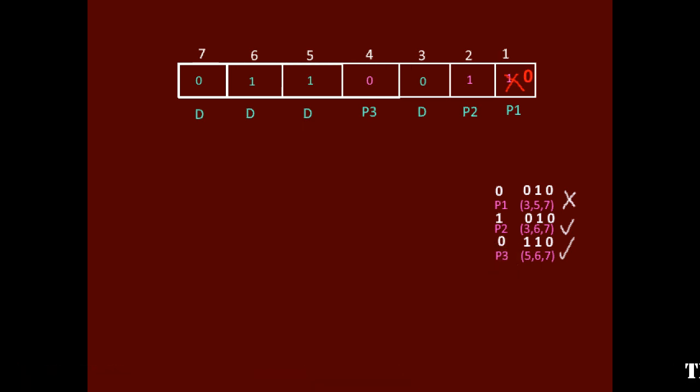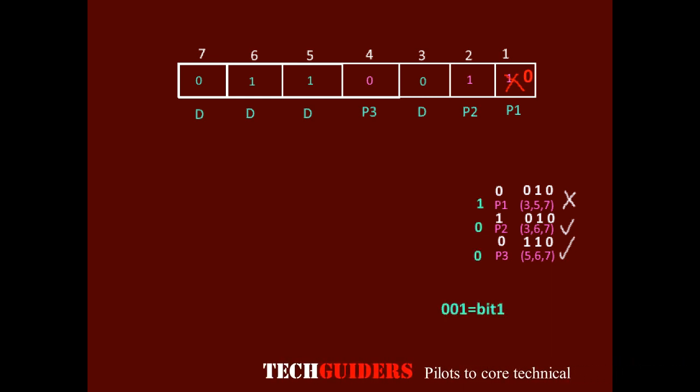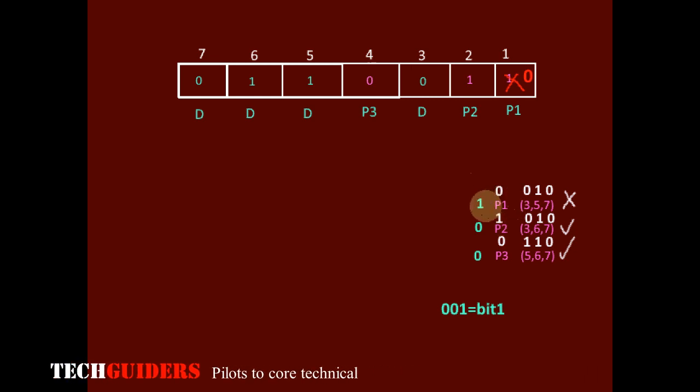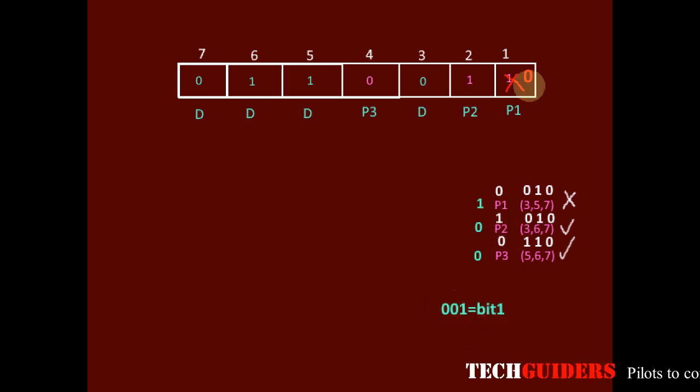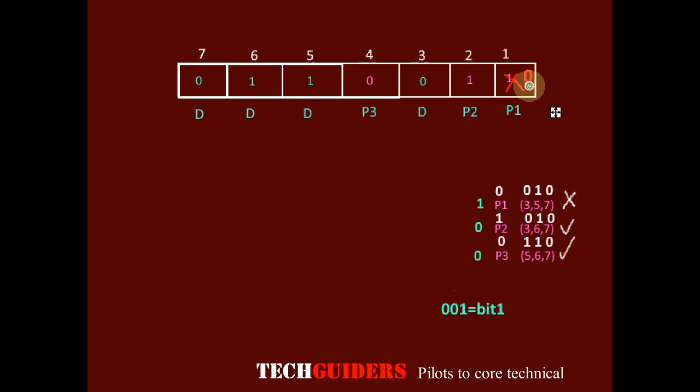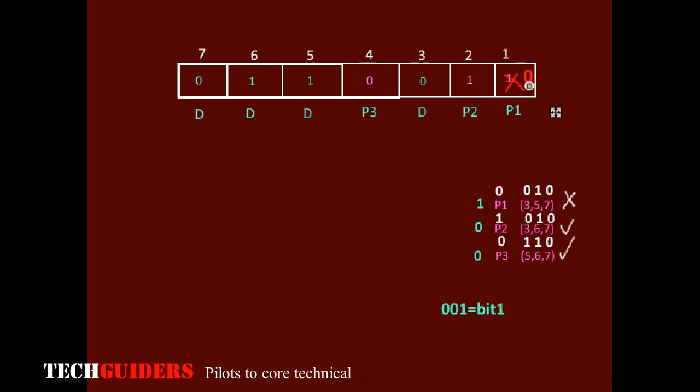Since P3 is correct, set it to 0. P2 is correct, set it to 0. And P1 is wrong, so set it to 1. The combination is 0, 0, 1. This combination corresponds to the bit position 1. It means bit position 1 is corrupted. The value should be 1.